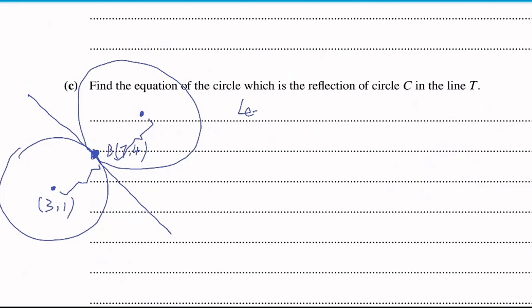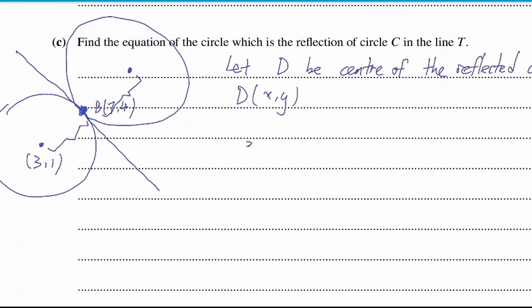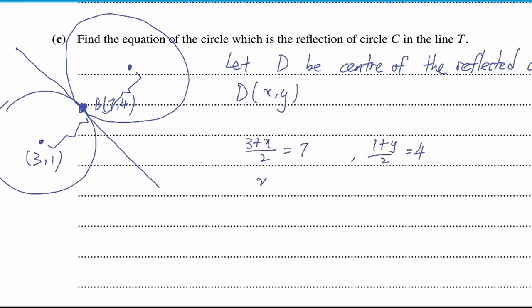So let D be the center of the reflected circle. Okay, so D, we let it be (x, y). So we actually have (3 + x)/2 is 7, and also (1 + y)/2 is 4. So the x here is 11, y here is 7.